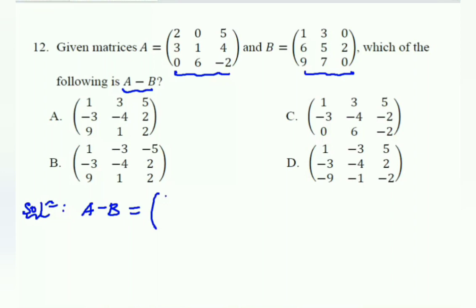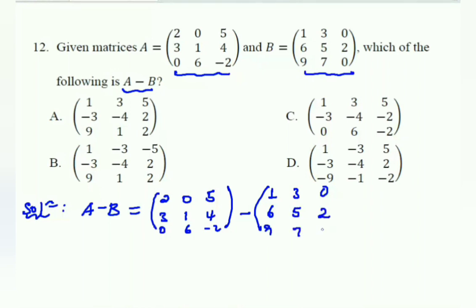A first: 2 0 5, 3 1 4, 0 6 minus 2. This is A, minus the matrix B, which is 1 3 0, 6 5 2, 9 7 0. So if you are asked the difference, you take the difference between each corresponding element, subtracting 1 from 2 according to the order of the position.